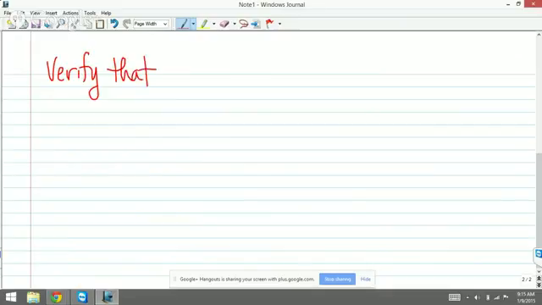Okay, verify that secant squared x minus tan x cotangent x equals tan squared x is an identity.